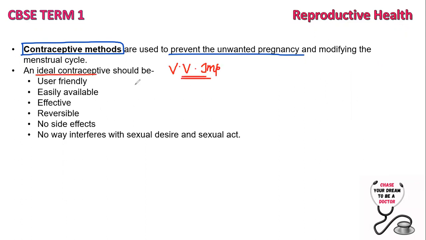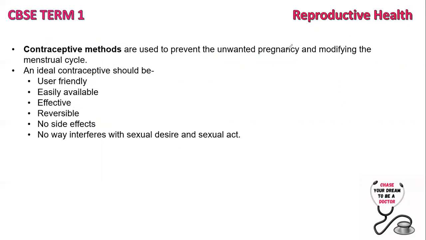The characteristics of an ideal contraceptive: it should be user friendly, easily available, effective, reversible, with no side effect, and in no way interfere with the sexual drive or the sexual act. So what are the main characteristics of an ideal contraceptive? It should be user friendly, easily available, effective, reversible, have no side effect, and it should not interfere in the sexual desire or the sexual act of the person using it.